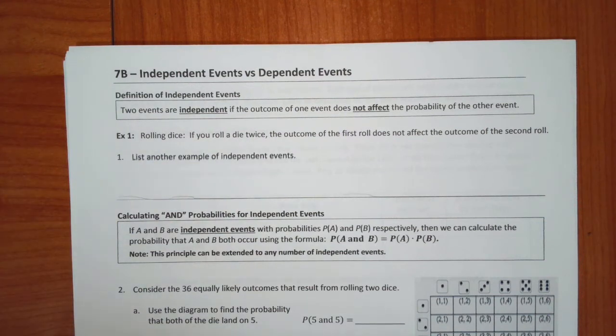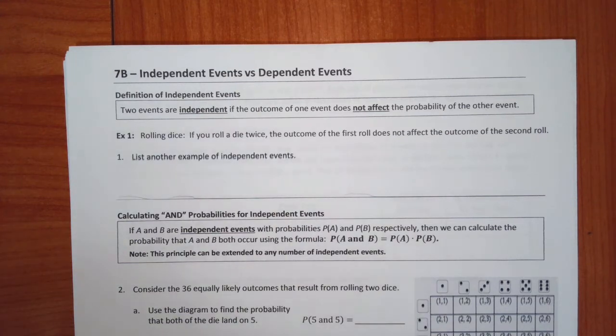Okay, let's talk about the second half of 7B, which is independent versus dependent events. Just think about what the words mean. Dependent means that you depend on something else. Whatever's going on is dependent on something else. Independent means it doesn't matter what's going on around you or what has happened before or since. It is just completely independent.